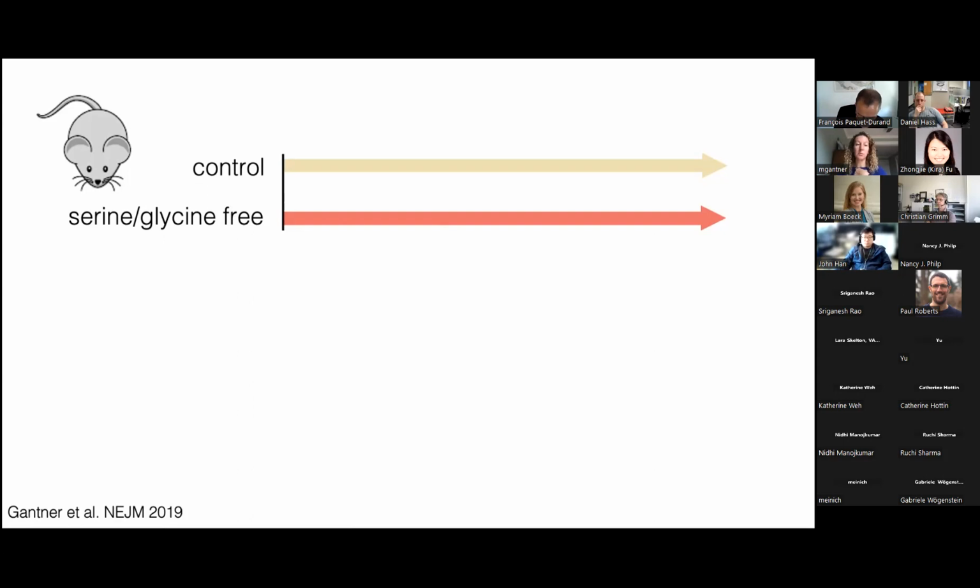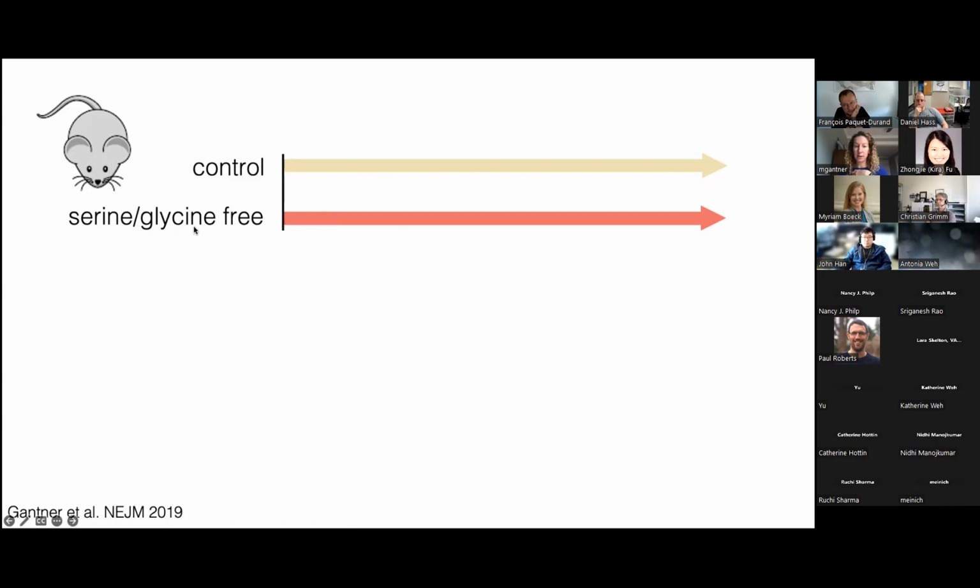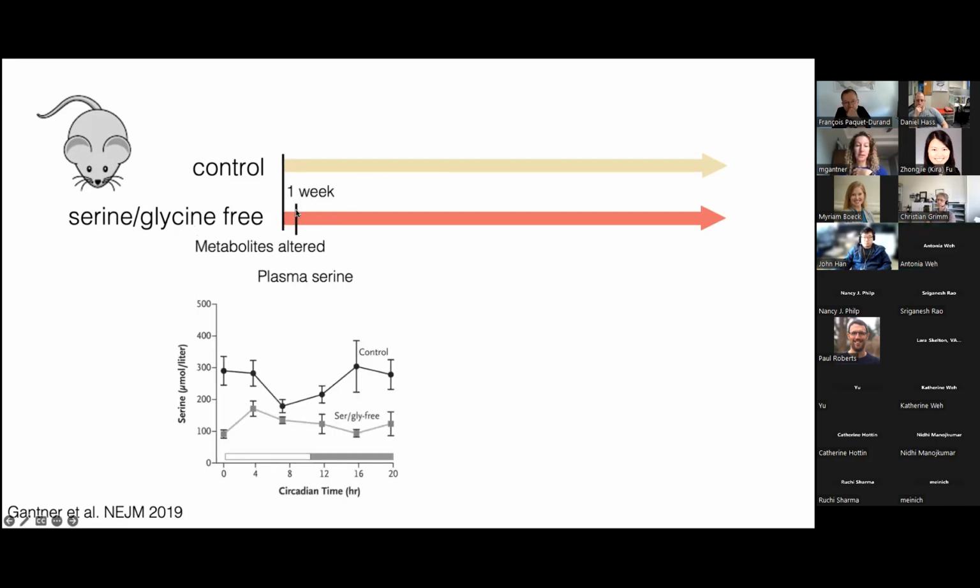So when we do this, we put C57 black 6 mice either on a control diet or a serine glycine free diet. Within a couple days, we see that the metabolites are already affected, in the plasma and the retinal tissue. We see serine reduced, and this is showing actually a circadian rhythm for the serine. It's reduced in the blood of the mice. Glycine is even further reduced, and if we catch them in a fed state, the serine and glycine levels are also down in the retina in the back of the eye. And the lipid changes that we associate with this are also seen within 1 week.